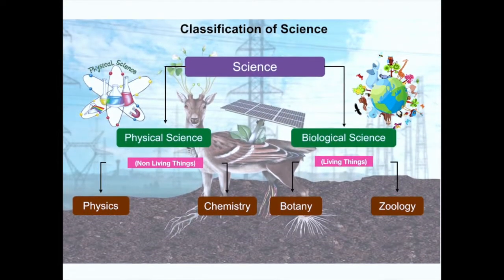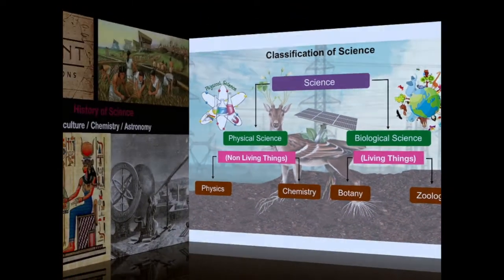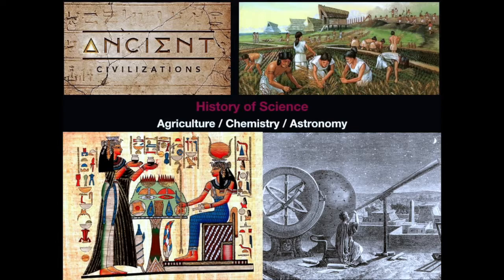Science can be classified into two categories. One is physical science, which involves the study of non-living things, and this is further subdivided into physics and chemistry. The next is biological science, which involves the study of living things, and biological science is subdivided into botany and zoology. So students, we have seen what is science and its classification.